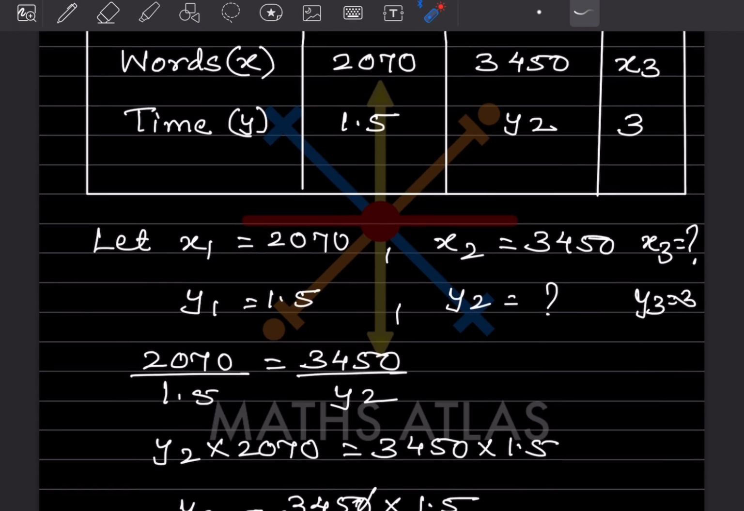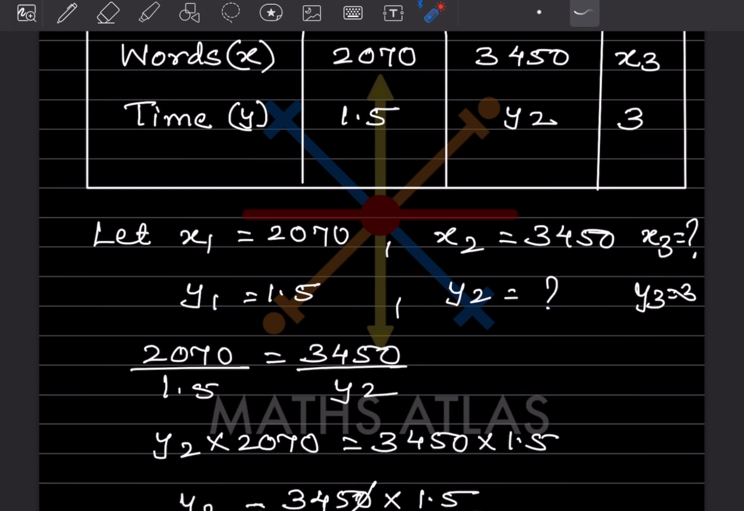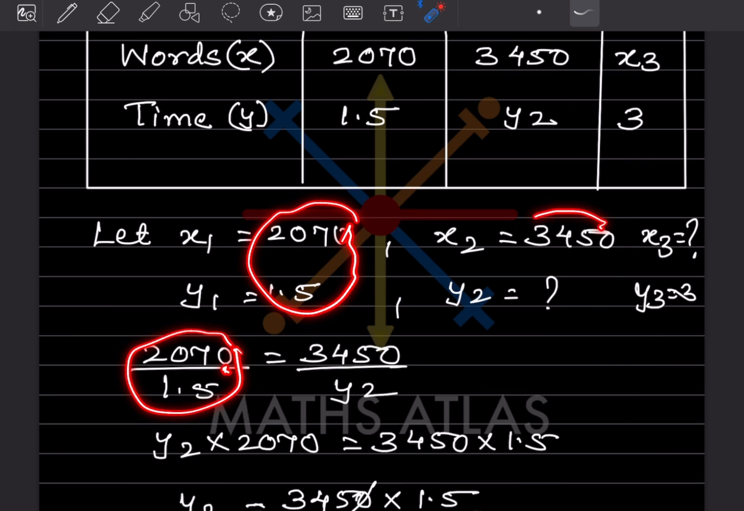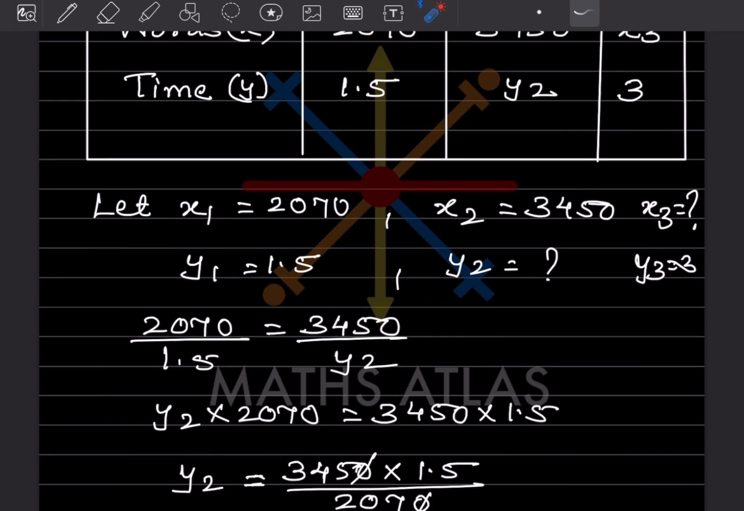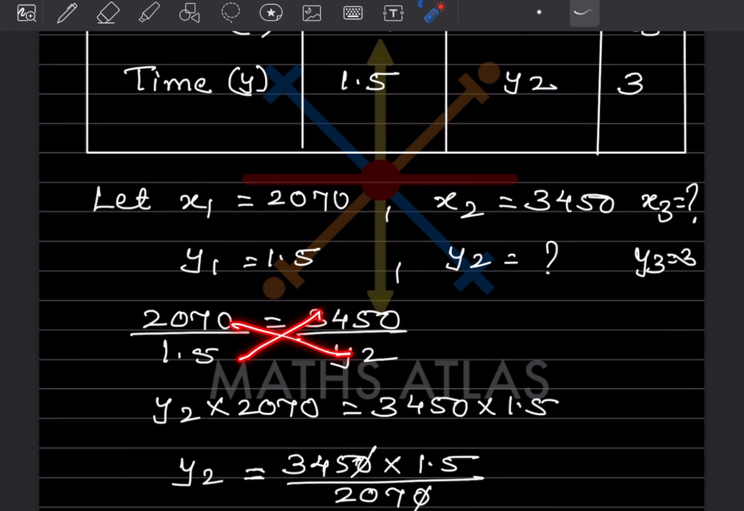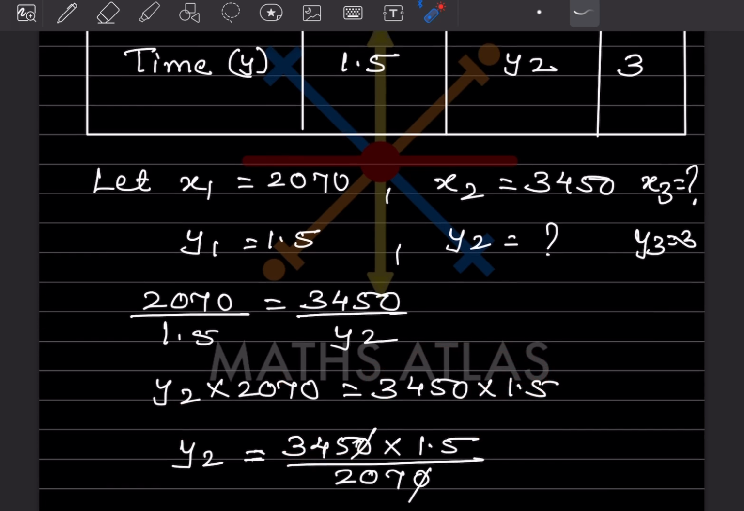We can also do it without writing x1 y1, x2 y2, and x3 y3. So now we'll take the first part, because x1 by y1, this is given, this is x2 by y2, so we'll put it here. This, for the time being, we'll just keep at the side first. First we'll find out y2. So here we are going to cross multiply. 2070 into y2, 1.5 will go on the other side. So y2 is going to be, this is as it is. So this is going to get divided.